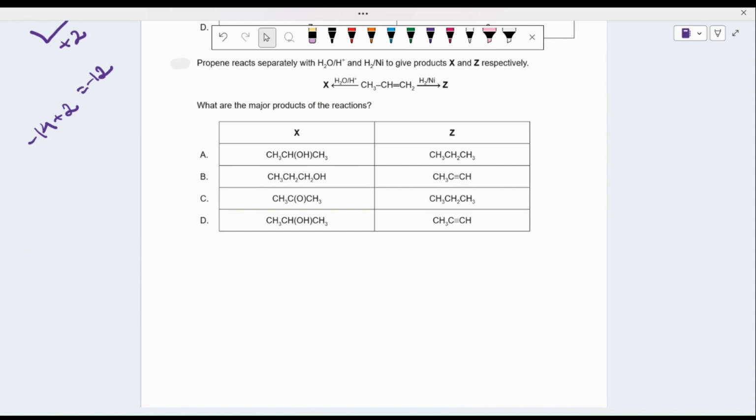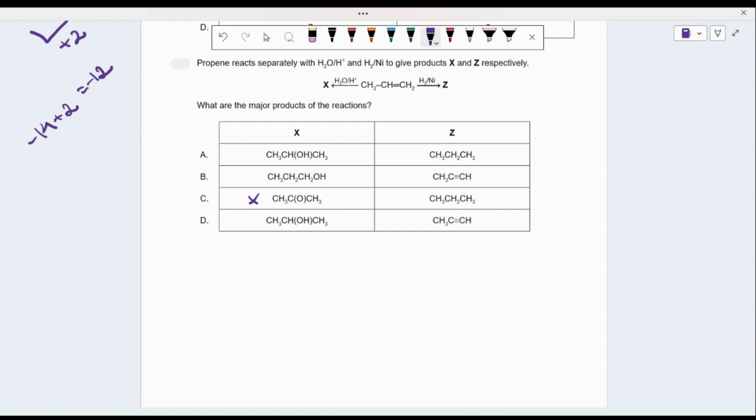Propene reacts separately with these different types of conditions to give products X and Z respectively. What are the major products of the reactions? So you need to know 5 reactions for the alkenes. Here we have an alkene with water. That gives us an alcohol. So we know that X will be an alcohol.